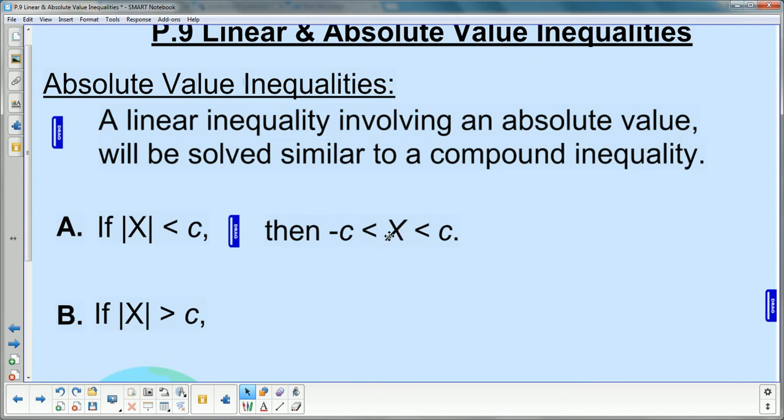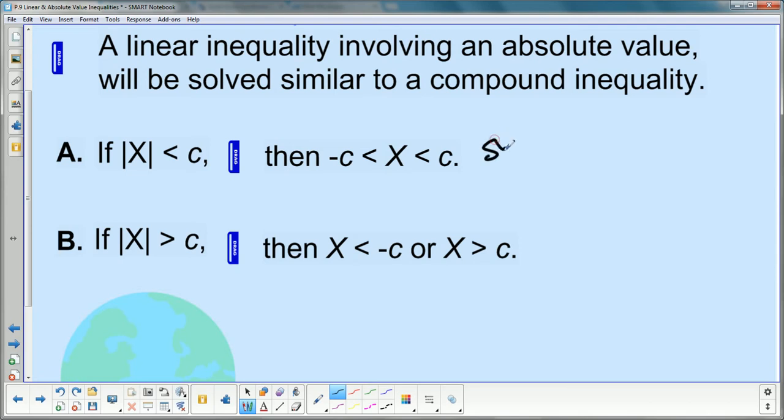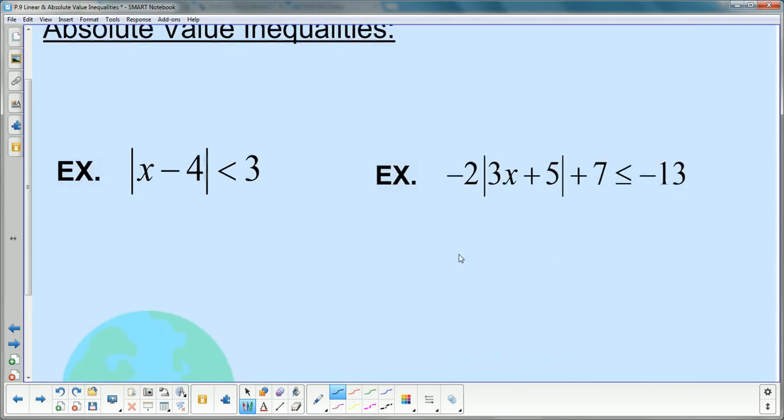So the piece inside the absolute value is in between the positive and negative c. And if it's greater than c, then that tells us to make an OR statement. Either x is less than negative c or x is greater than c. So the top one here, we're going to shade between when we graph our solution, and the bottom one here we shade outside when we graph our solution. Okay, so a couple examples of that.